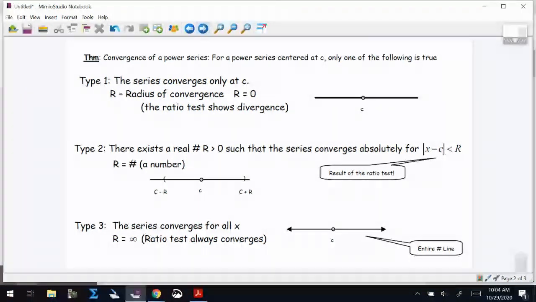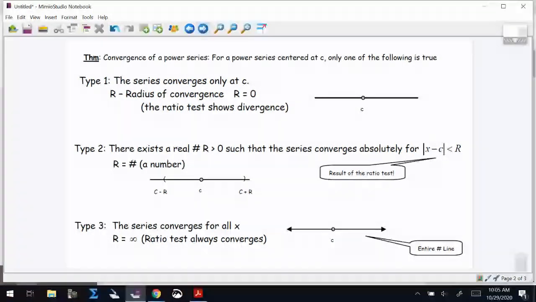This is going to happen when you do a ratio test and you get a divergent ratio test. Just to remind you how the ratio test worked, you took the absolute value, and if you got something bigger than 1, we said that it was a diverging series. That's what's going to happen with this. You're going to do your ratio test and get a limit value that's bigger than 1.